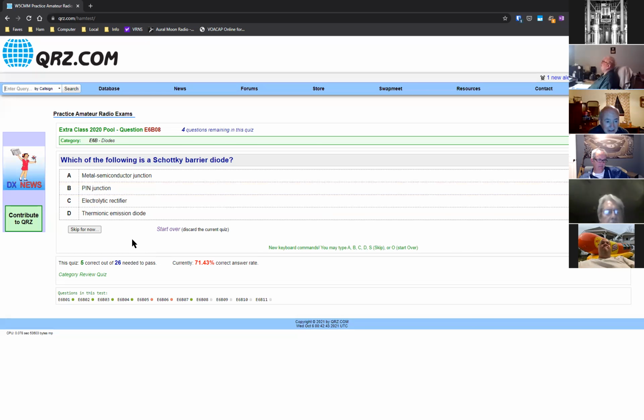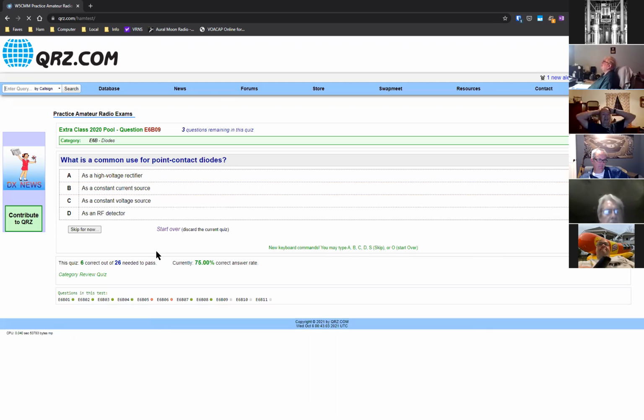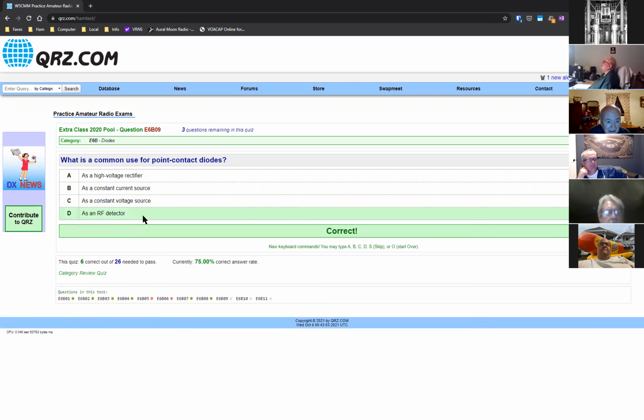Which of the following is a Schottky barrier diode? A, yeah. What is a common use for point contact diodes? D. RF. D is in Delta? Yes. Yeah, an RF detector.